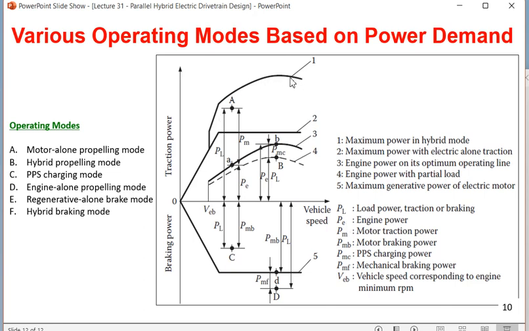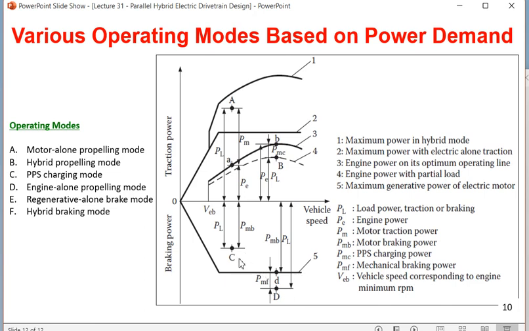The cases are the same, A, B, C, D only, but there are 5 graphs shown here. Those graphs are explained first. After explaining these 5 things, we will stop. A, B, C, D are the same. This is A, where hybrid traction is taking place. This is B, where only engine based traction is taking place. This is C. So C and D are exchanged here.